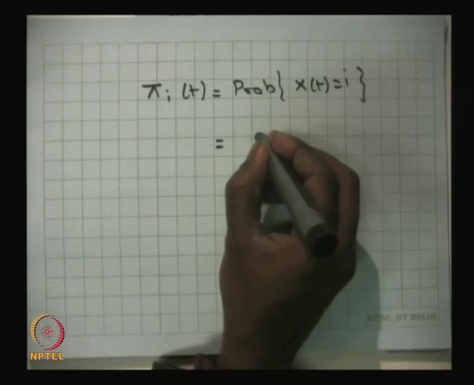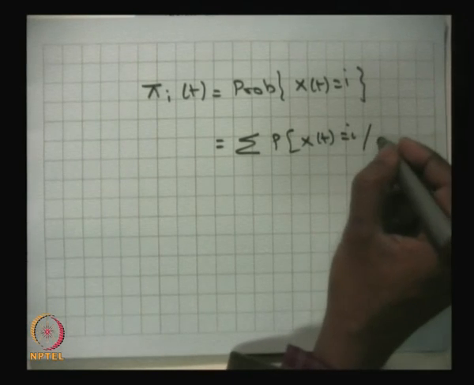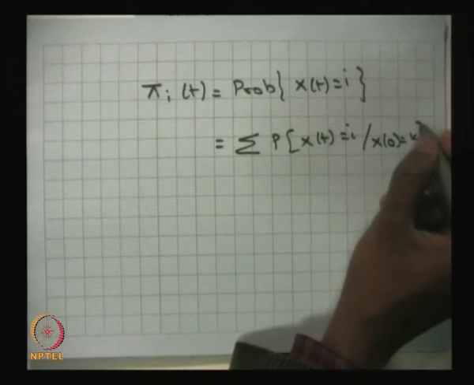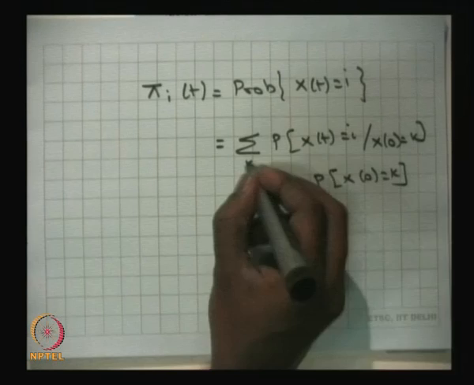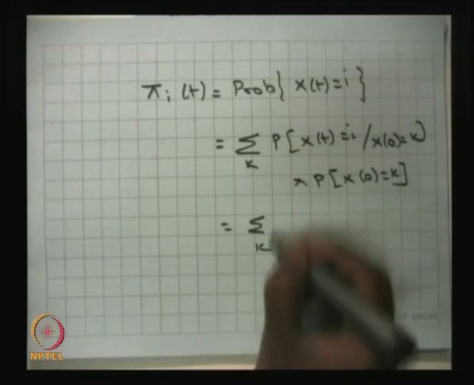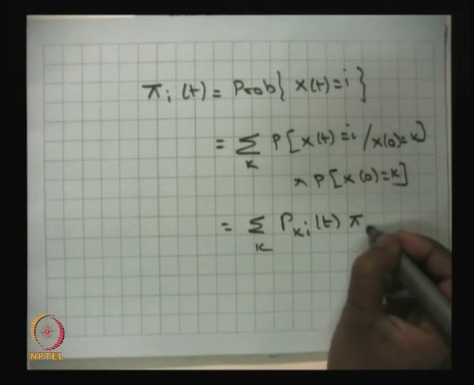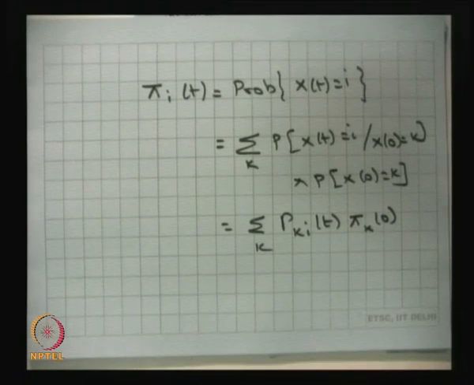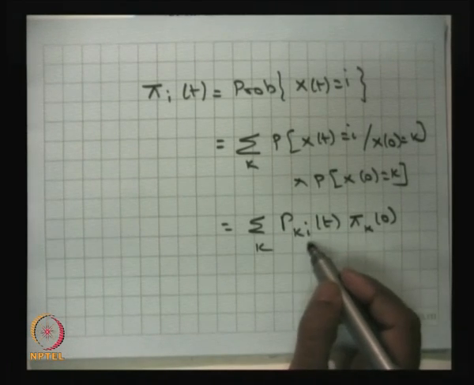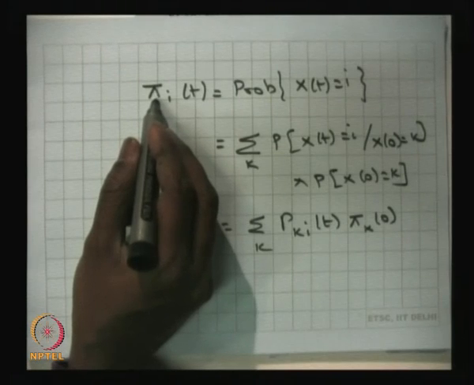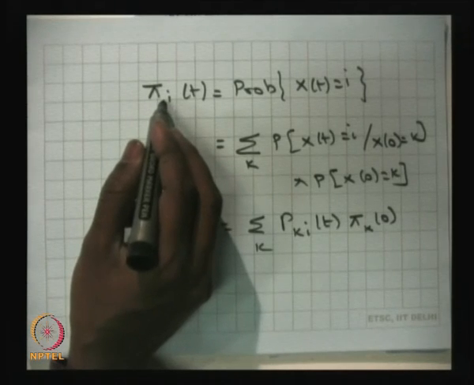That is the same as the probability that the system will be in state i, given that it was in some state k at time 0, multiplied by the probability that it was in state k at time 0. That is nothing but the summation over k, where this is the transition probability and this is the initial probability vector element. So, using p_ki(t) or p_ij(t), the conditional probability, one can get the unconditional probability. This is nothing but the distribution of X(t). So, this is a probability mass function, the probability mass at state i.